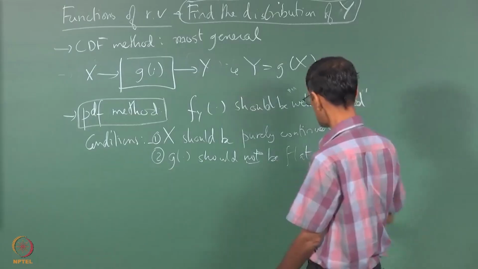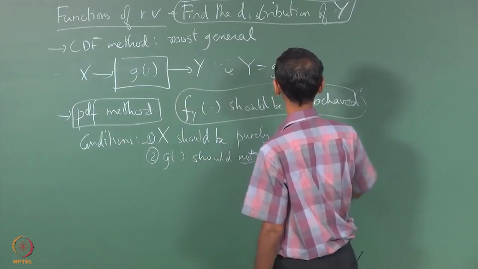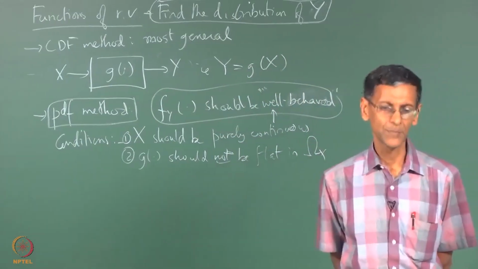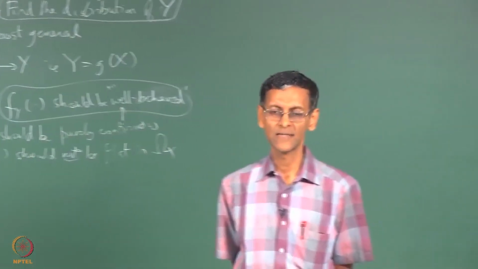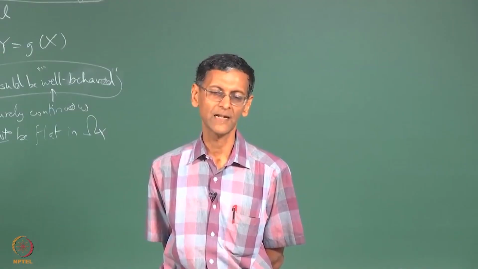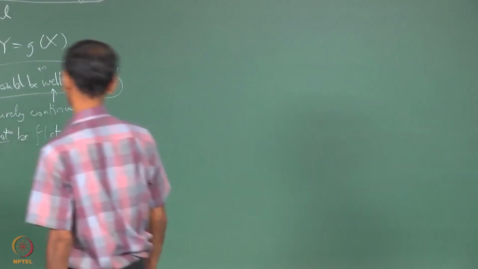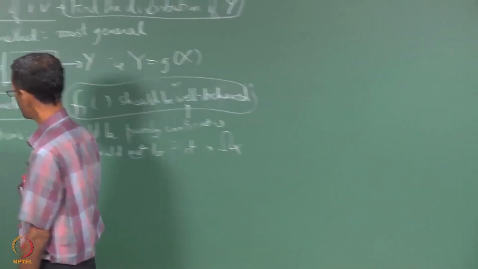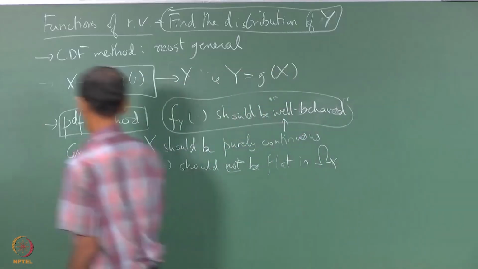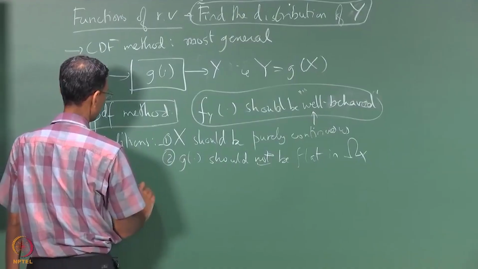So, if these two conditions are satisfied, then this Fy will be properly definable and computable also, and we can look at how we might want to get it directly instead of going through the CDF route, isn't it. As usual, we are going to make use of the conservation of probability principle to find this. Anyway, the first step you have to find omega y, right.